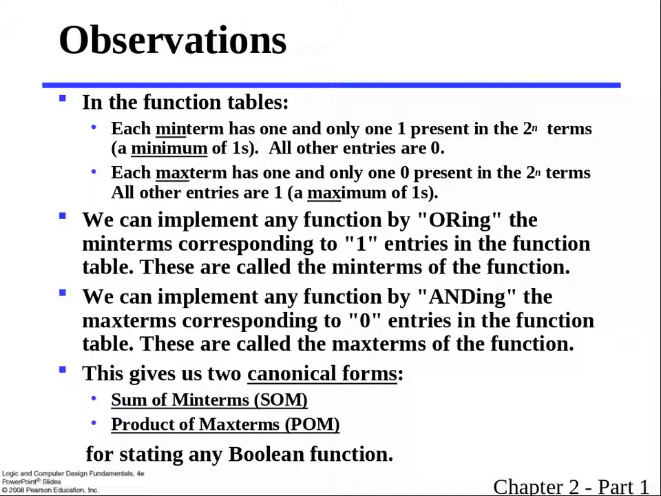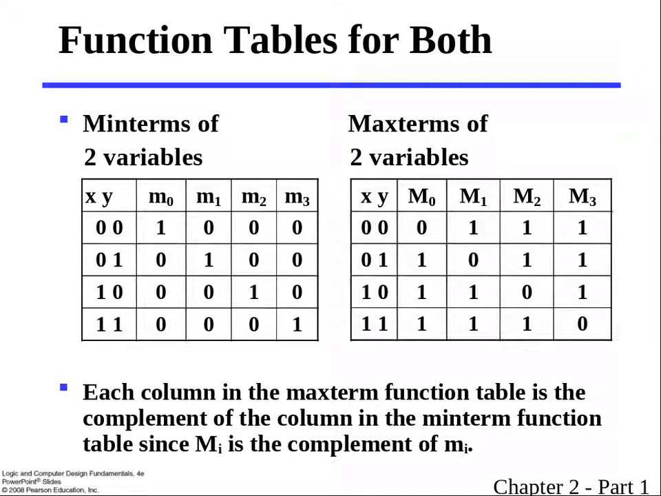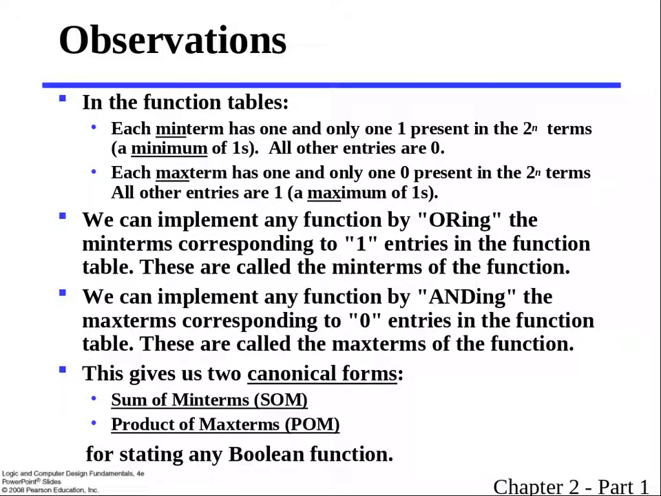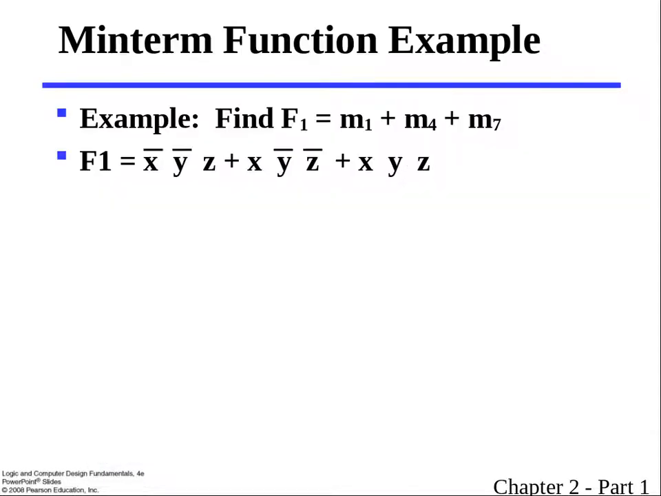Okay. So each minterm has one and only one present in the n squared terms. All their entries are 1. So this is just saying what I just said. If we implement a function by ANDing the max terms with 0 entries... So basically what this slide is trying to tell you is that now that we have minterms and max terms, we have another canonical or standard form known as a sum of minterms. Remember, the sum of minterms are all ANDs, so you're ORing a bunch of ANDs. Or you can do the product of max terms, where you're ANDing a bunch of ORs. This is going to make a little more sense when we go to a picture.